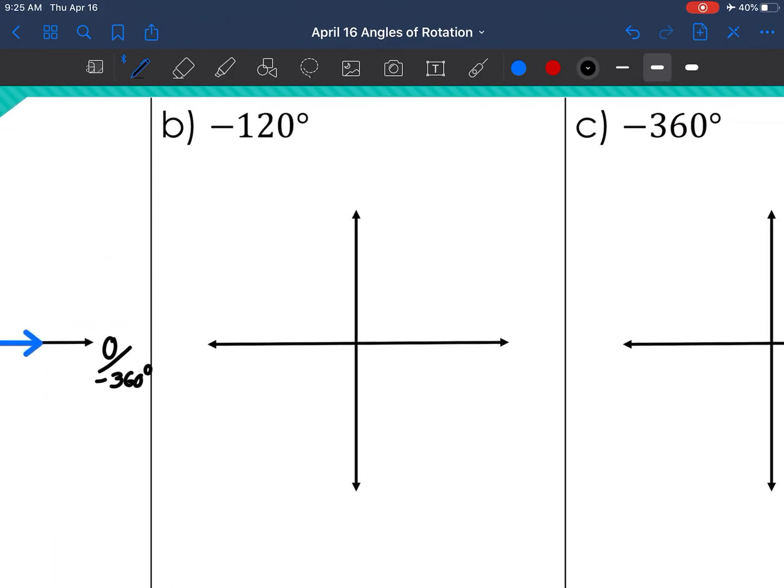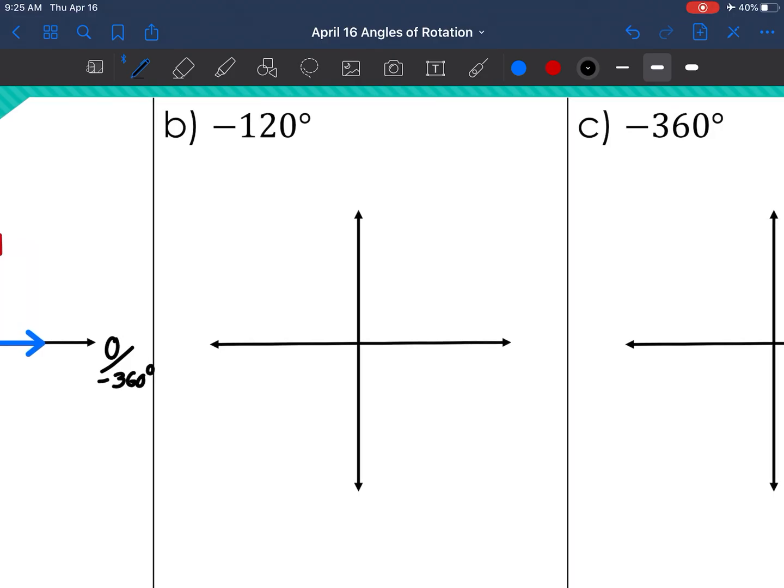Negative 120, same thing. Start with 0, negative 90, negative 180. So it's going to be somewhere between negative 90 and negative 180. Which one is it closer to? It should be closer to the negative 90. So then draw your angle closer to there.